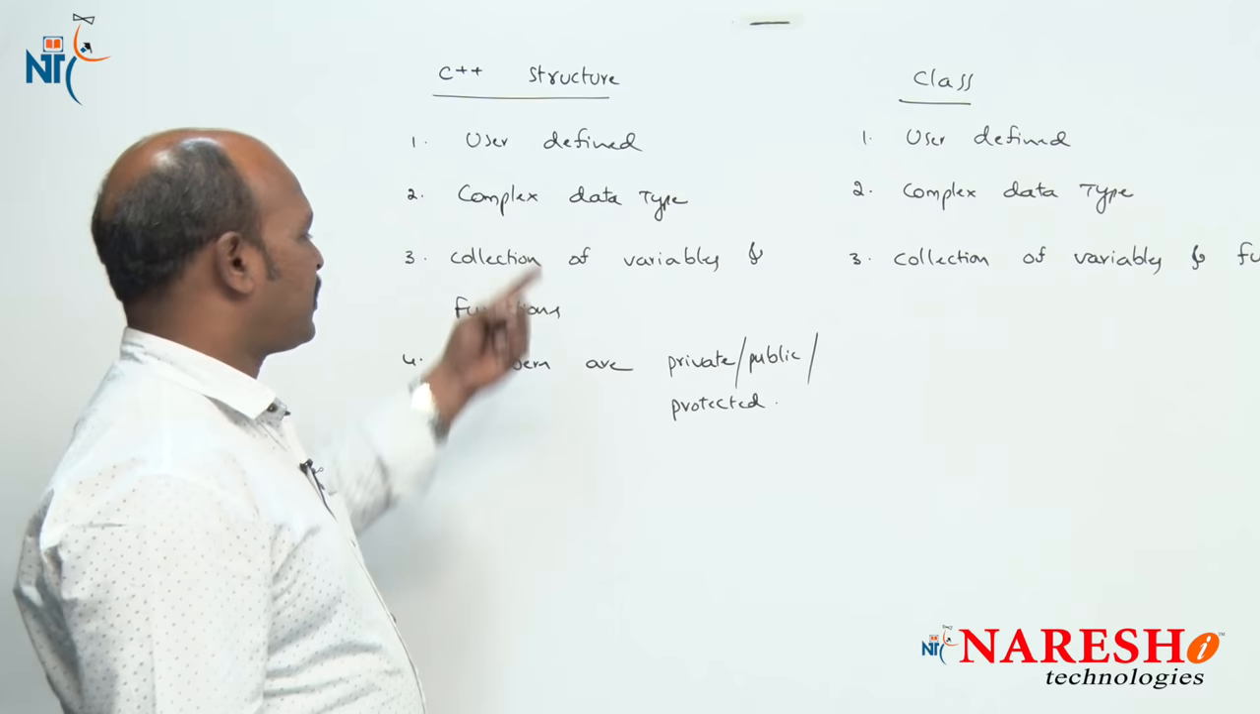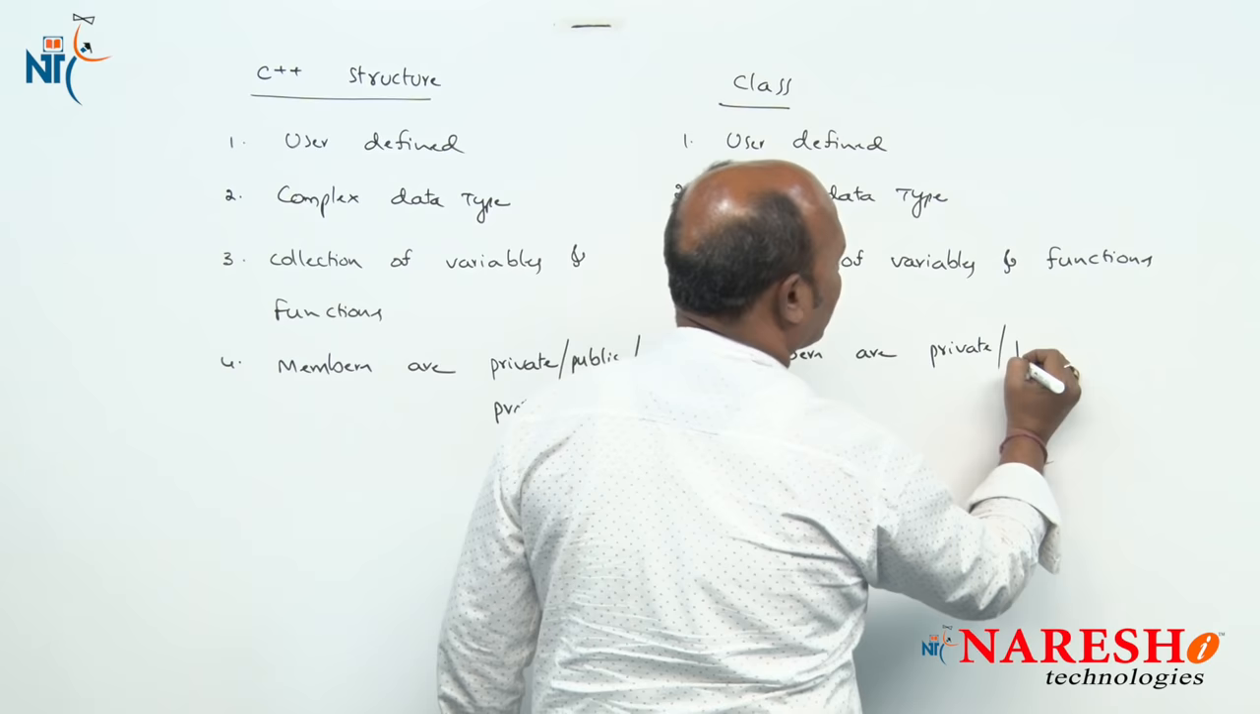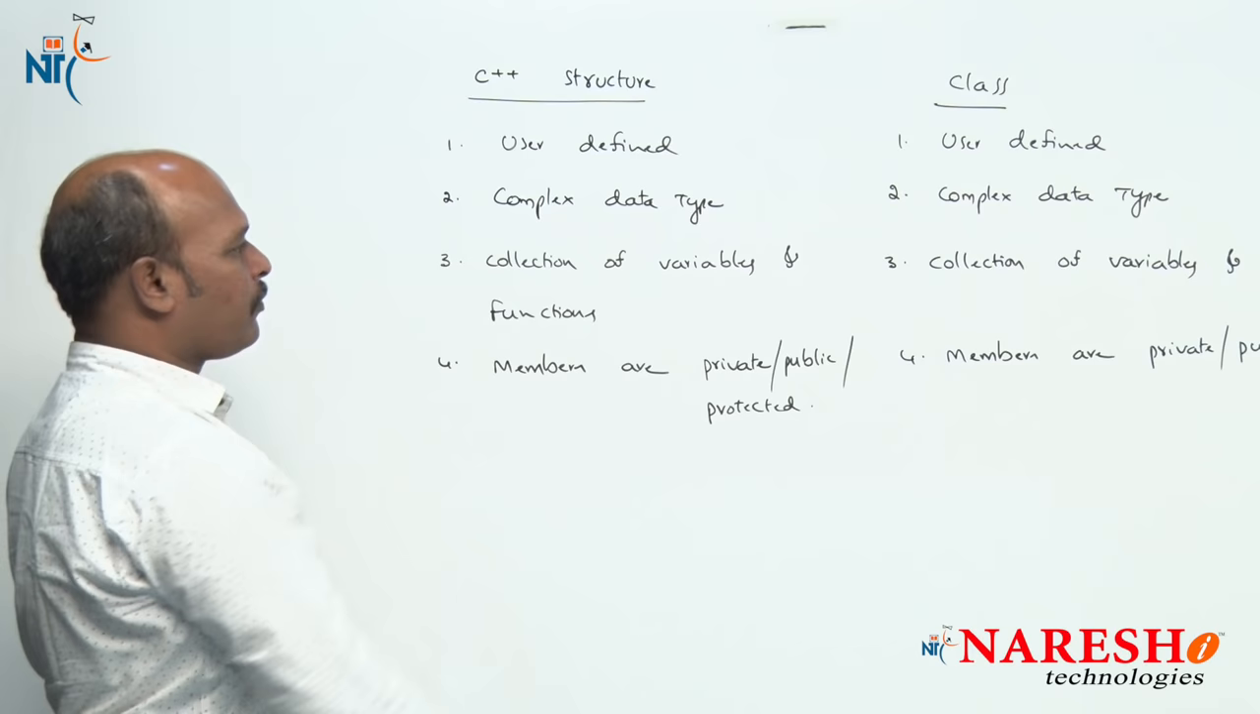Next, fourth one, members are private, public or protected. C++ structure members are private, public or protected, and the same thing happens in class. Now these are the common things, the four properties look the same. Now the difference is what?